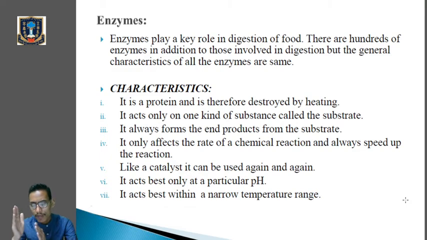So the optimum temperature for the enzyme to function well, for the enzyme to act, is between 35 degrees Celsius to 40 degrees Celsius, and this temperature range is known as the optimum temperature. So these are the general characteristics of the enzyme.